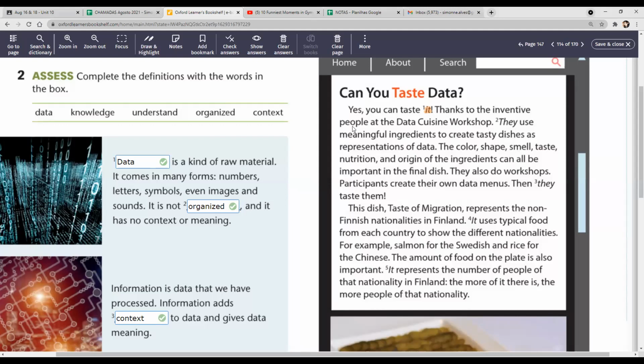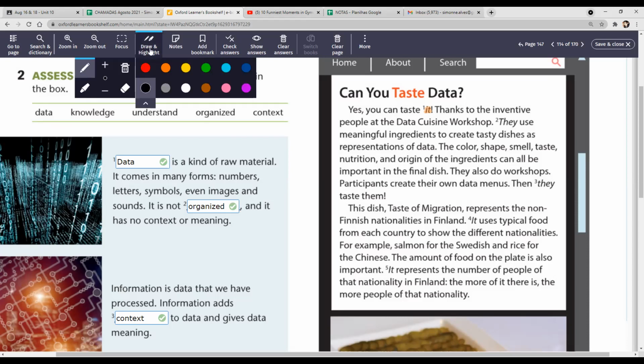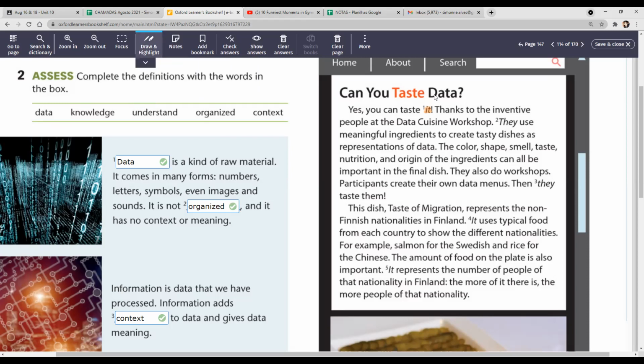Now, let's see the next one. Thanks to the inventive people at the Data Cuisine workshop, they use meaningful ingredients to create tasty dishes. Now, the next pronoun, they. What does the pronoun they refer to? People. The creators. Yes. Very good. So it refers to the inventive people at the Data Cuisine workshop. Excellent.